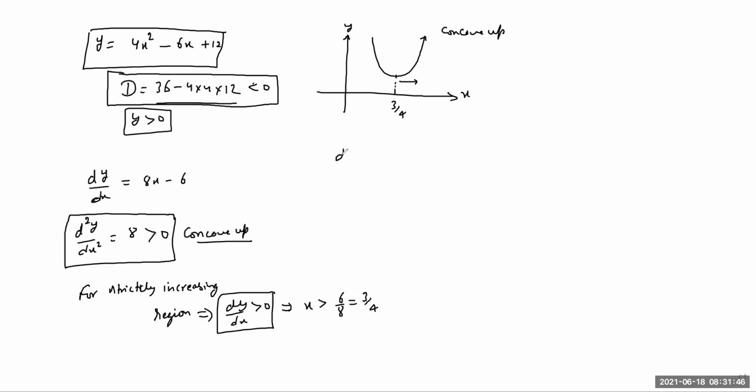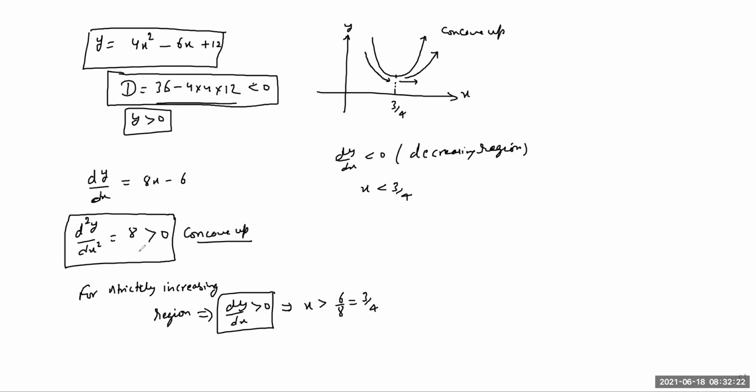And if I write dy by dx less than 0, which is the decreasing region, what we get is x less than 3 by 4. If you come from the left towards this point, the graph decreases in value, and if you go right of this point, the graph increases in value. So 3 by 4 is the point at which things are turning.